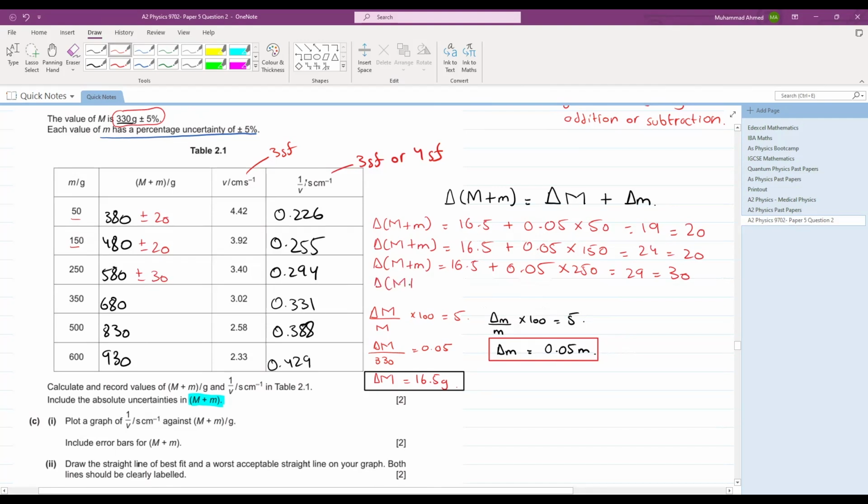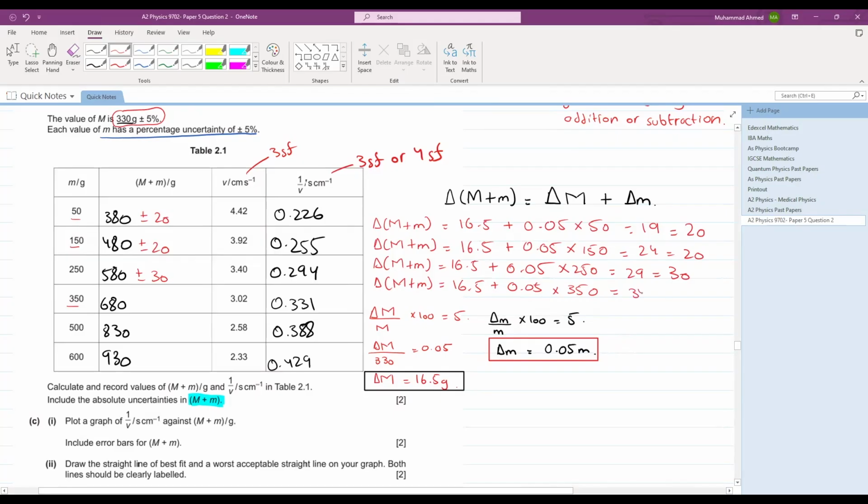Absolute uncertainty in capital M plus a small m is equal to what? 16.5 plus 0.05 into what is the value of a small m now? 350. Perfect. I write it down, 350. Oh, again. I am cursing myself right now. Again, I have made the same mistake.